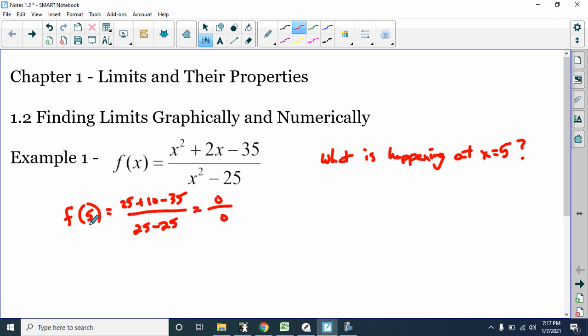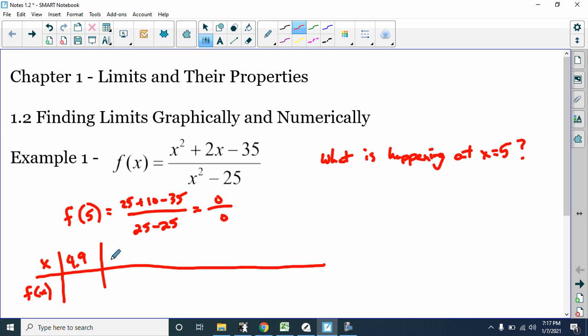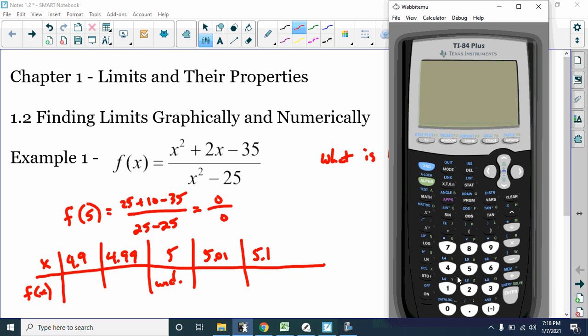So if there's no point, I guess the next thing you would want to look at is not what's happening at x equals 5, but what's happening as I get close to 5. So I'm going to plug in some values here. I'm going to plug in 4.9 and 4.99. 5 we know is undefined. And then a couple on the other side of 5, 5.01 and 5.1.